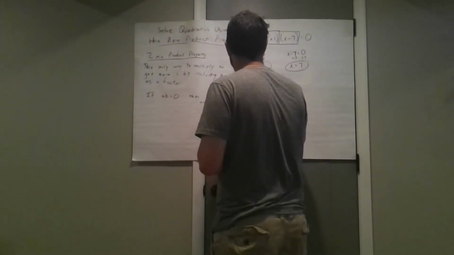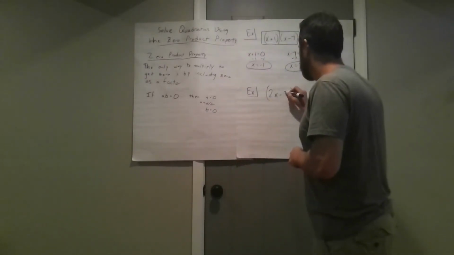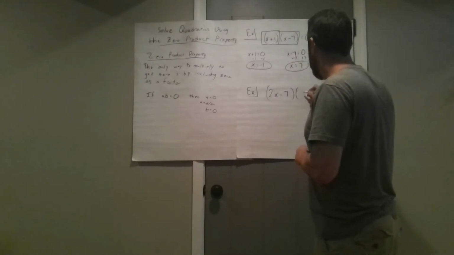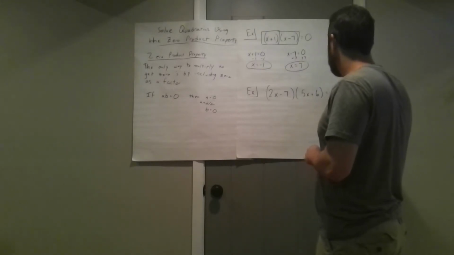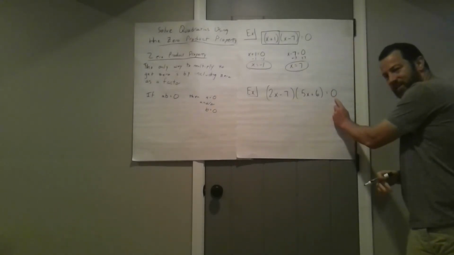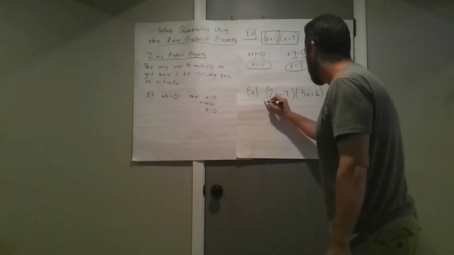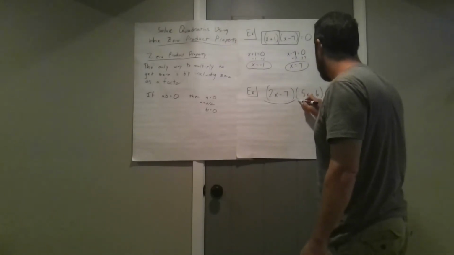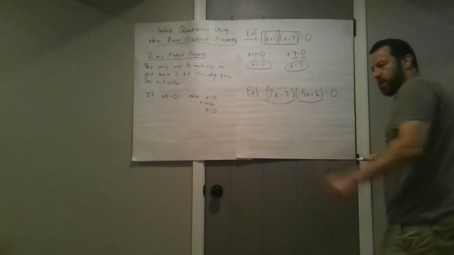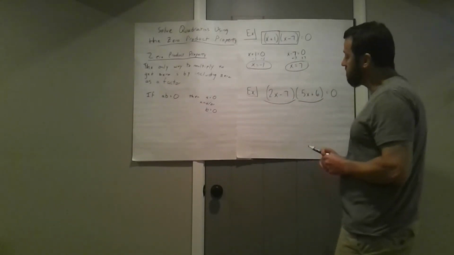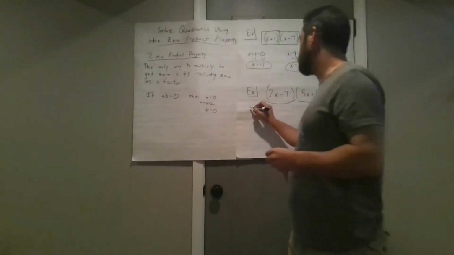Let's try another one. (2x minus 7)(5x plus 6) equals 0. Again, the fact that it equals 0 means that we can use the zero product property. I have two things that I'm multiplying to get 0. So either this one has to be 0 or this one has to be 0. So we're going to figure out what value of x makes each of these factors 0, and that's our answer.